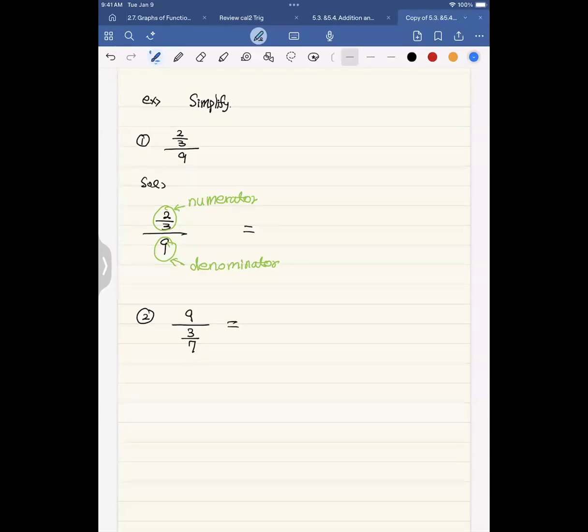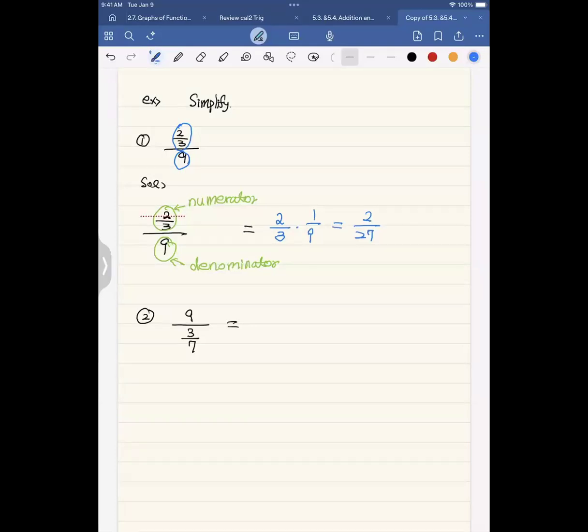We want to simplify 2 over 3 over 9. This 2 over 3 is the numerator and 9 is the denominator. So always keep in mind, when we simplify the complex fraction, we will multiply the numerator times the reciprocal of the denominator, which is 9. So the reciprocal will be 1 over 9. So that's 2 over 27.